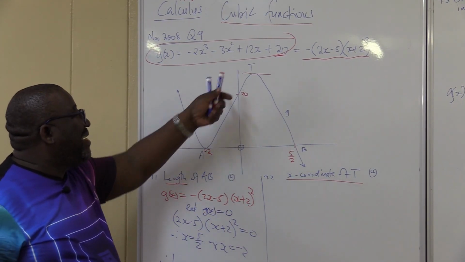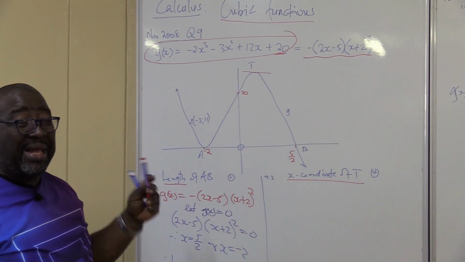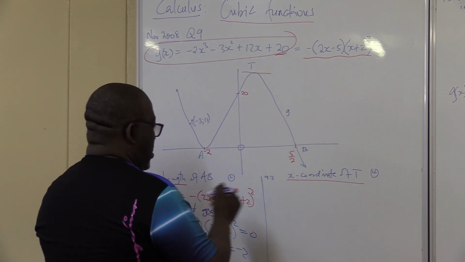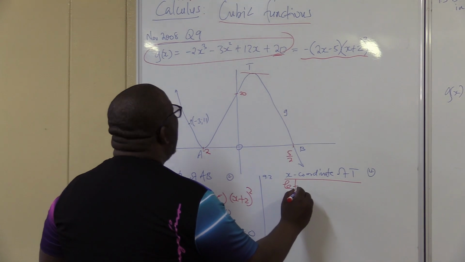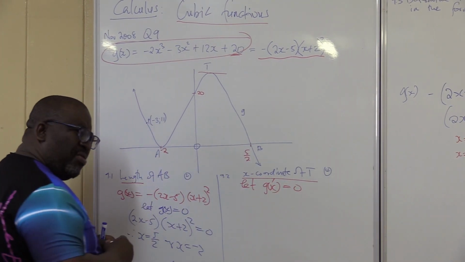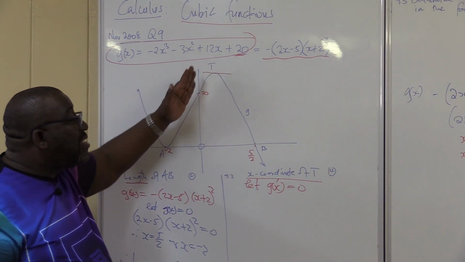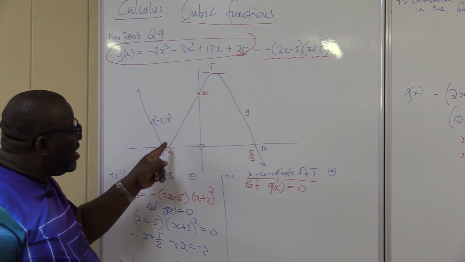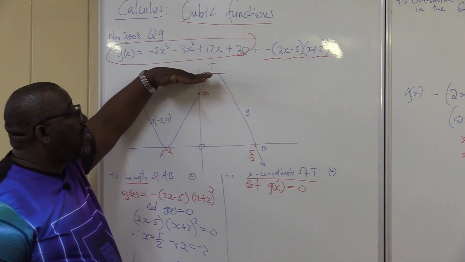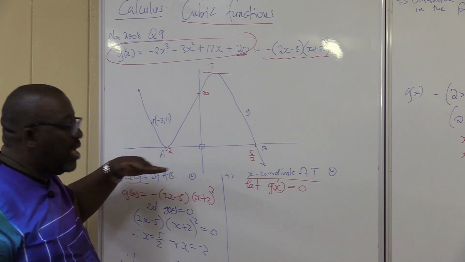The x-coordinate of t, and t is at the stationary point where the derivative is 0, where there is no gradient. Let's do this. We let g of x prime be equal to 0. Why are we doing this? At this point, there is no gradient. There is a gradient here; it is positive. This one is negative. This one is negative. This one has no slope there. Hence, the gradient at these two points is 0.